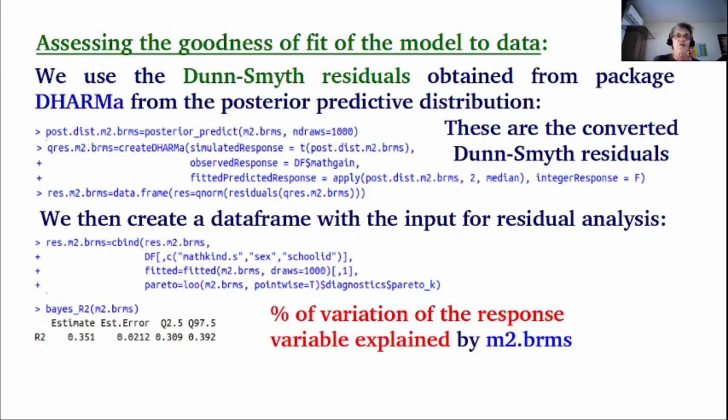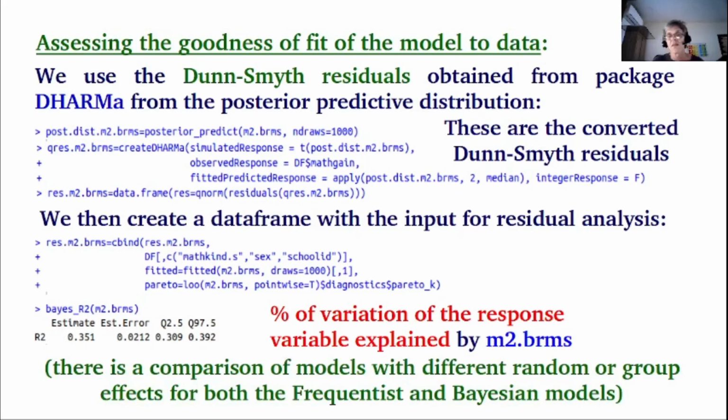We can also obtain the Bayesian R square, which is a percentage of the variation of the response variable explained by the model. And in the book, I made a comparison of models with different random or group effects for both the Frequentist and Bayesian model, but I chose to omit this comparison for the sake of brevity in this video. Please have a look at it in the book if you wish to know more.